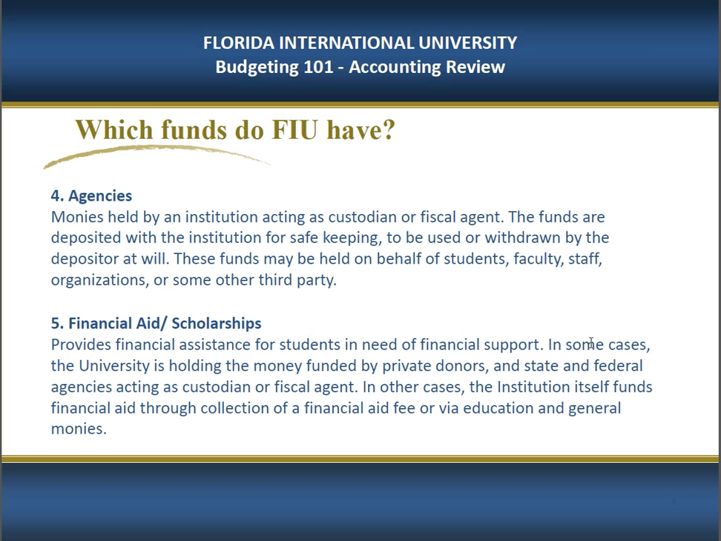Financial aid and scholarships provides financial assistance for our students. In some cases, the university is holding money on behalf of private donors or on behalf of state and federal agencies. So a lot of the scholarships, such as the Pell Grants, are flow-throughs, meaning we are given the money by the government and we apply that money to the student accounts. So it's just money that comes in and then money that comes out. It's a flow-through. It's used specifically only for that. And those monies really are not ours either to keep. We have a liability to apply those monies to the student receivables.